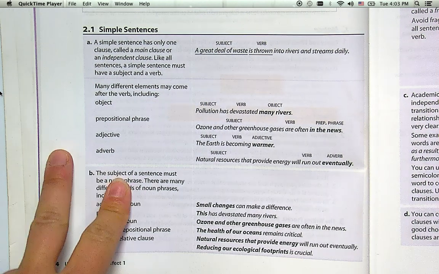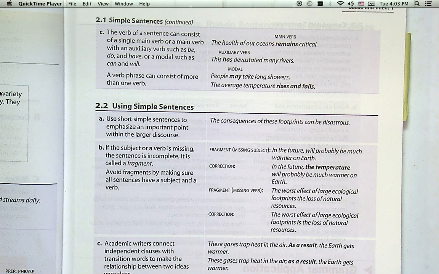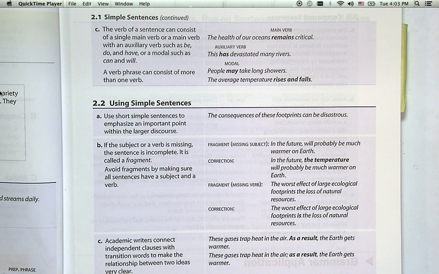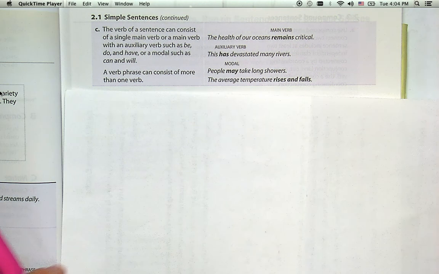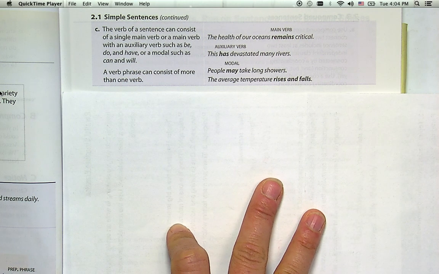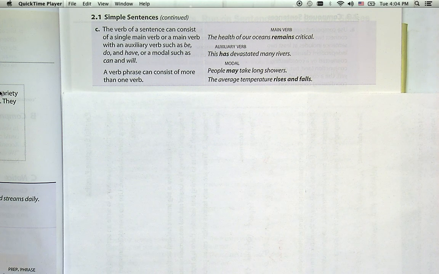If we move on to 2.1 on the next page: the verb of a sentence can consist of a single main verb or a main verb with an auxiliary verb, such as be, do, and have, or a modal such as can and will. A verb phrase can consist of more than one verb. So what this is showing us is that now we're focusing on the verb itself. The first part we were looking at what comes after the verb. The next part we were looking at what comes before the verb.